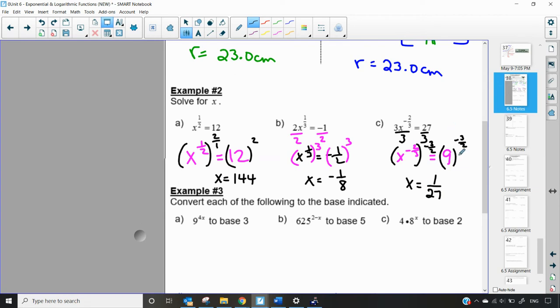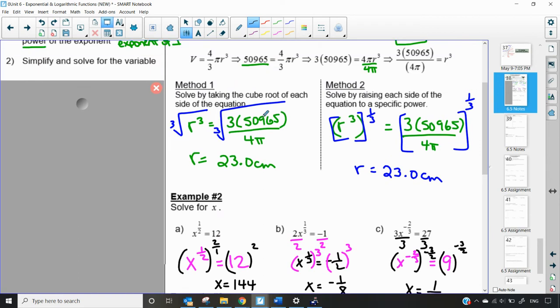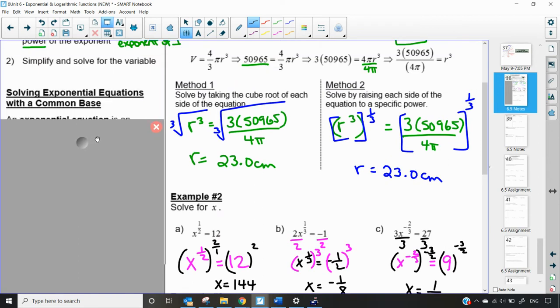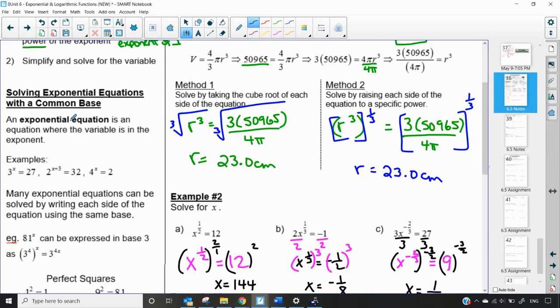All right, so again, when we're working with rational exponents, the way that we eliminate that exponent is to raise it to the reciprocal power. All right, so the other thing that we're going to look at solving today is equations with a common base. So exponential equations with a common base.